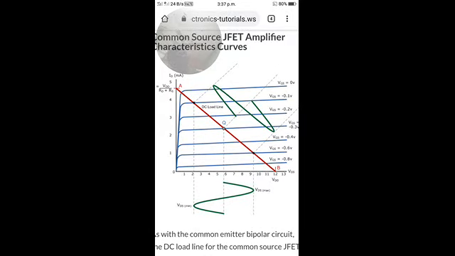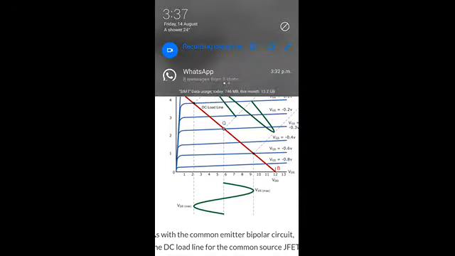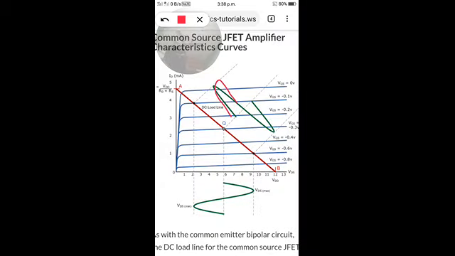So when we have a positive going input voltage here, that negative going signal is produced at the output. With the increase in the VGS, there is a corresponding increase in the ID, and when ID is increasing, the VDS is going to be decreased.